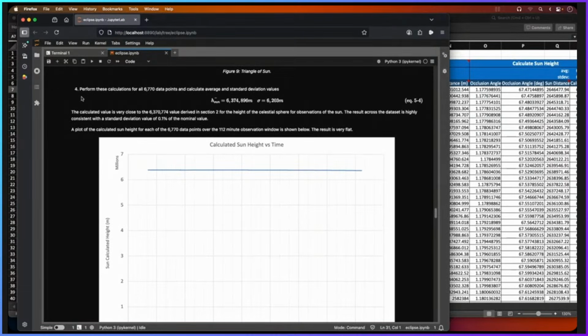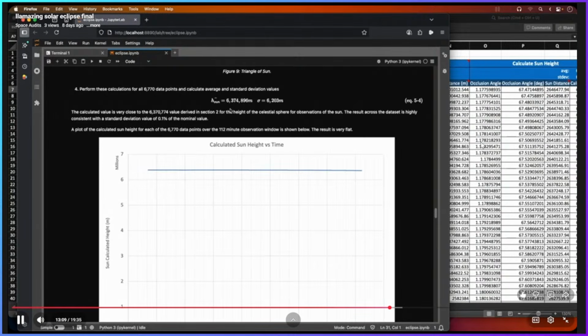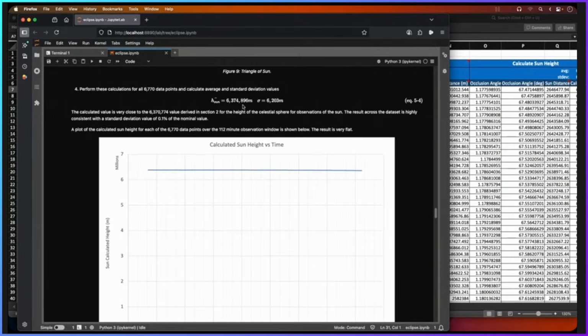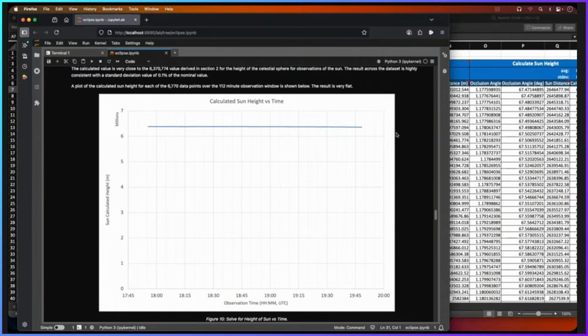So now we just have to perform this calculation for all 6,700 data points and then calculate average and standard deviation values. The average comes out to 6,374,000 meters, which is very close to the 6,371,000 for the Earth radius. And then the standard deviation comes out to 6,200 meters, which is less than 0.1% of the average, which indicates the data is highly consistent. This is showing the height of the sun plotted out for all 6,000 data points, and the result is very flat.